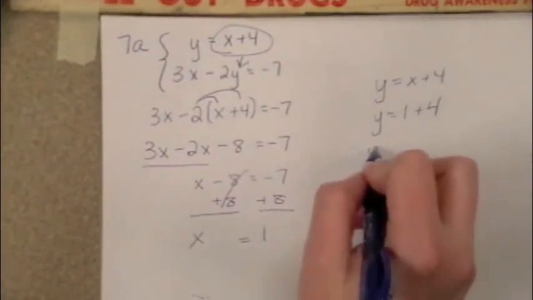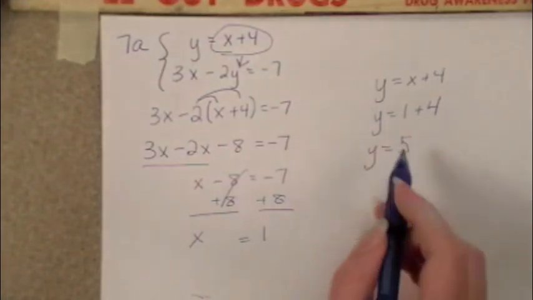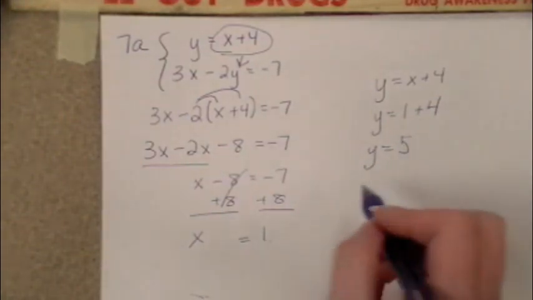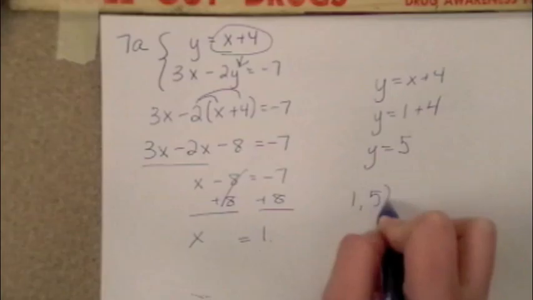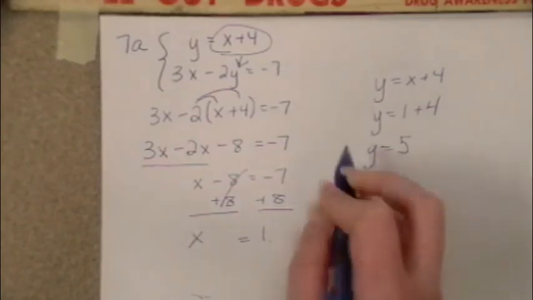Now we just have our y is already alone, so just simplify the right hand side to a 5, and we've got our answer. X equals 1, y equals 5. Write it as an ordered pair, and remember your x always comes first.